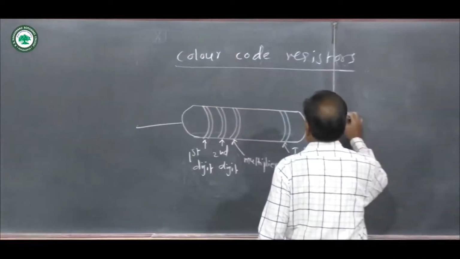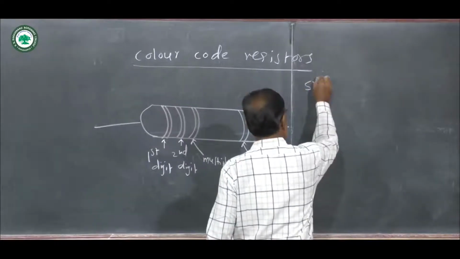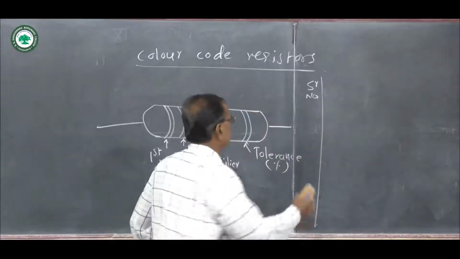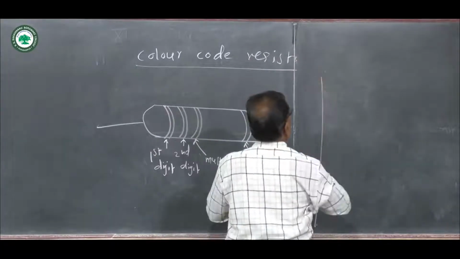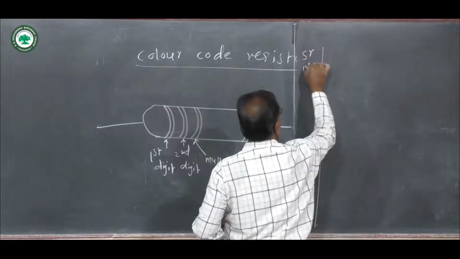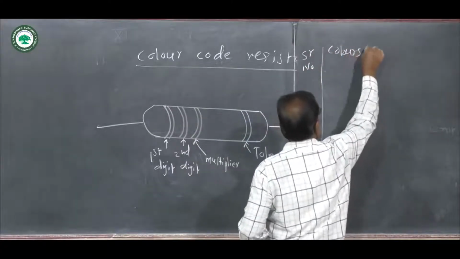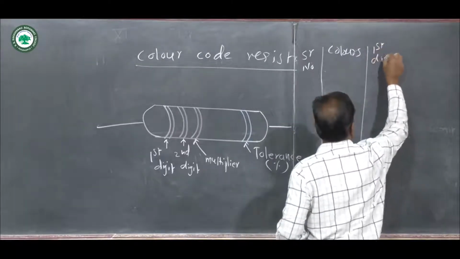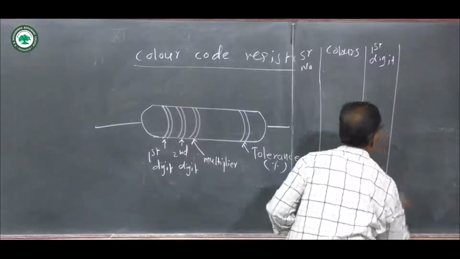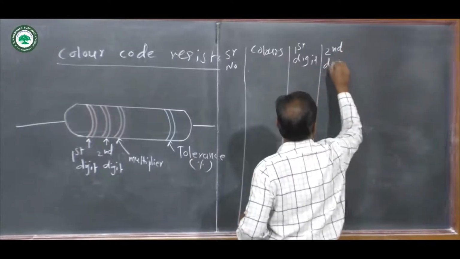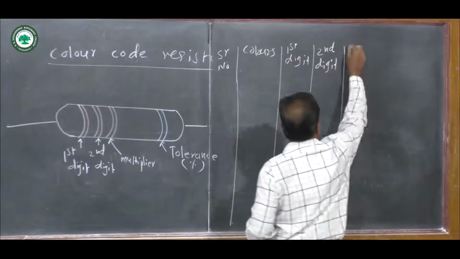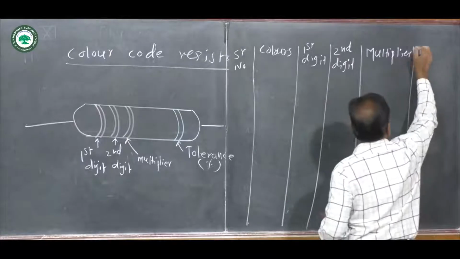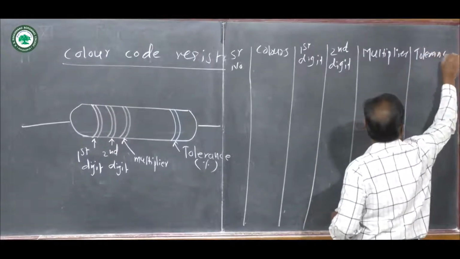So by using the tabular form of color code resistors: first column, serial number, then colors, first digit, second digit, another column, multiplier, and last, tolerance in percentage.